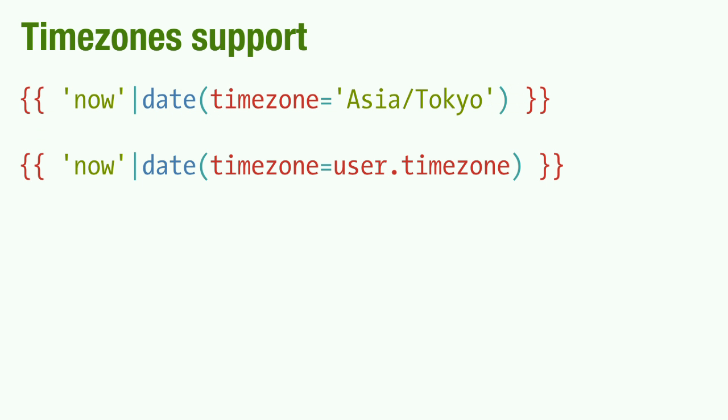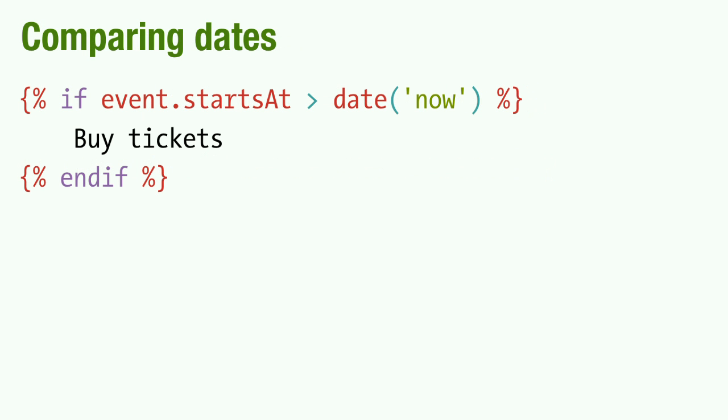Okay, I think I'm going to switch this one. This one is interesting when you manipulate dates and you want to change the time zone. You can do that with the timezone option, and it can also depend on the user's time zone. That's something you can do with the date filter. And the date filter is very different from the date function. Like you can see here, if you want to compare dates, then you can do that like this.